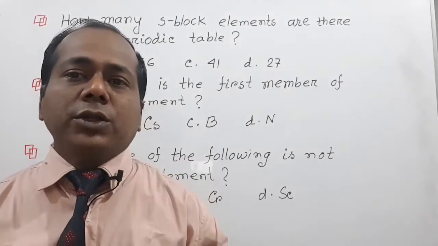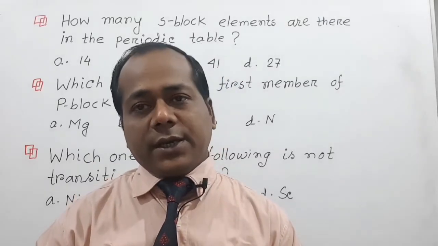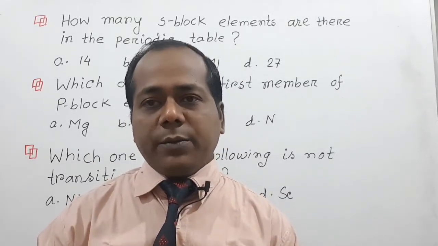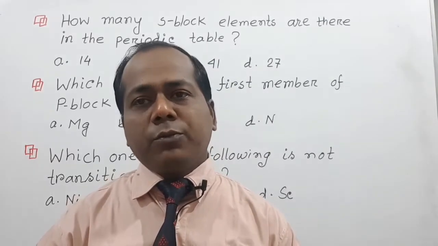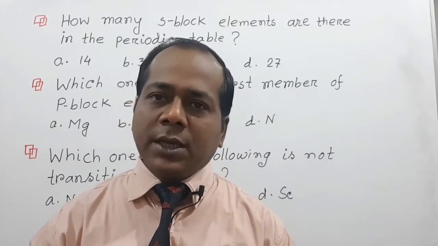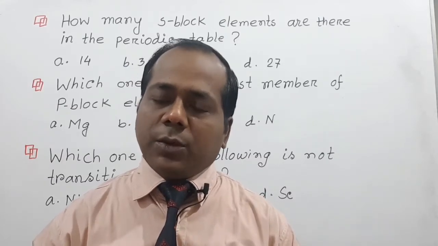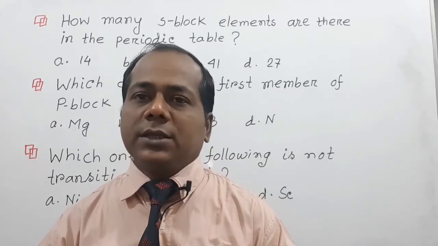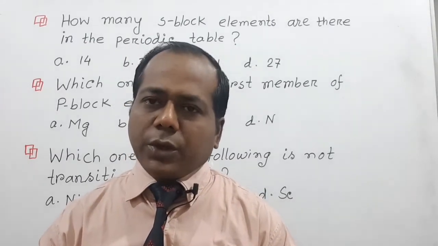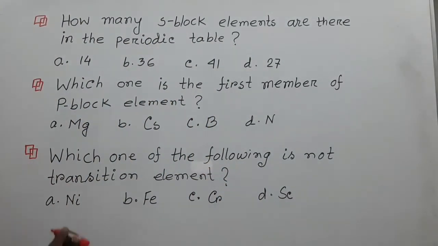My dear students, we know that in a periodic table, 4 block elements are there. They are S block elements, P block elements, D block elements and F block elements. In F block elements there are 14 elements. In P block elements there are 36 elements. In D block elements there are 41 elements, and in S block elements we know that there are only 27 elements, my dear students. So according to our discussion, we can say that the correct answer is option A.